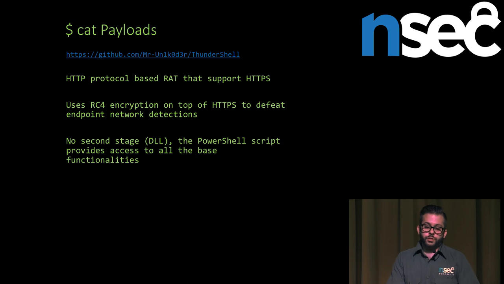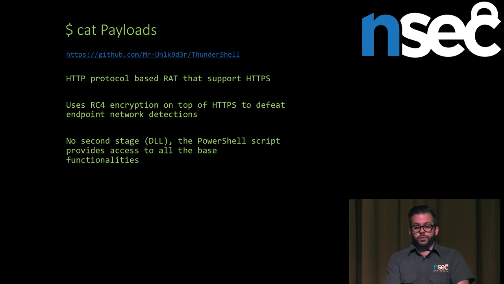Which brings me to Thundershell, a RAT that I wrote a couple of months ago, again to solve an issue on a specific engagement. The issue we had was that the endpoint solution was analyzing the network traffic using a mini filter, which is basically a filter that you can put on the network traffic. So even if you use HTTPS, when it hits the target, the traffic is decrypted at the OS level, right? So you still have visibility on the clear text traffic. If you have your stager, they're going to see it in clear.